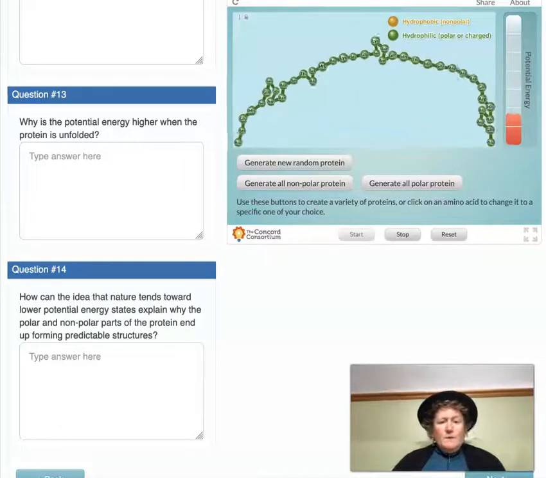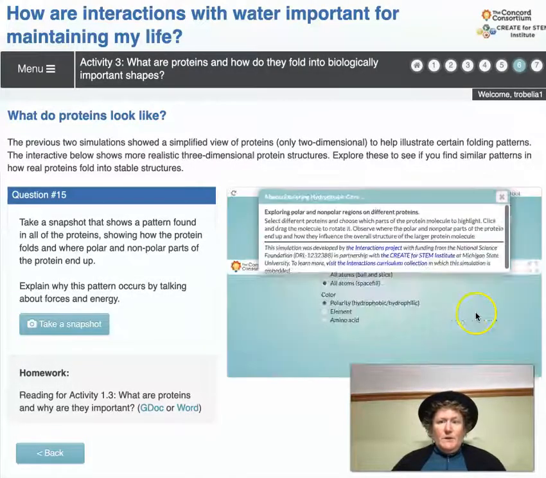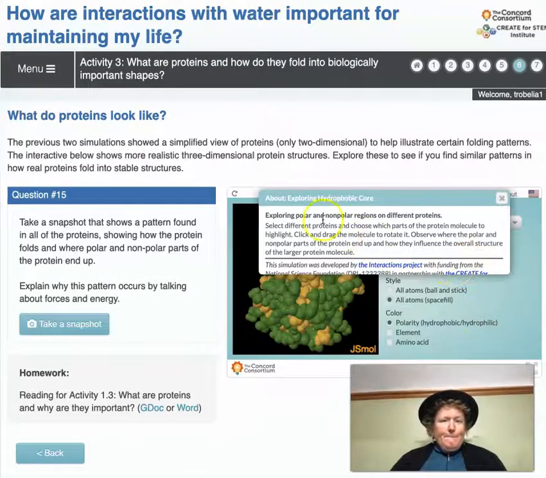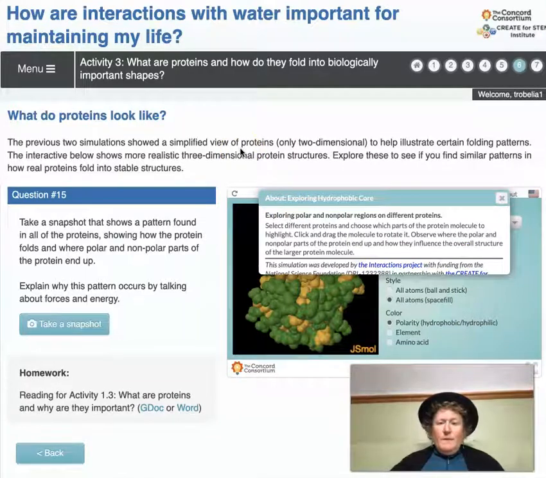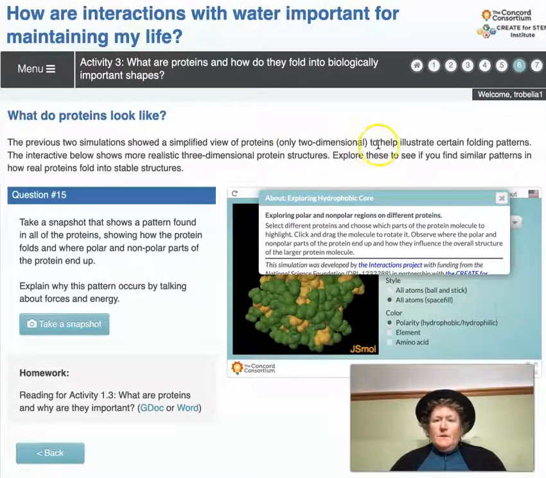All right, finish through question 14, pause the video, and we'll work on the next page here. What do proteins look like? The previous two simulations showed a simplified view of proteins, only two-dimensional, to help us illustrate certain folding patterns. However, the interactive below shows a more realistic three-dimensional protein structure. Explore these to see if you find similar patterns in how real proteins fold into stable structures.